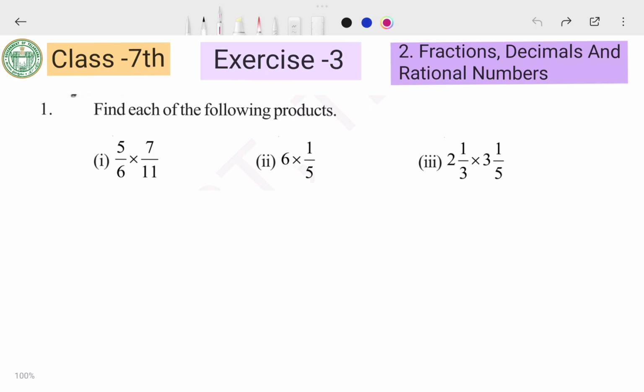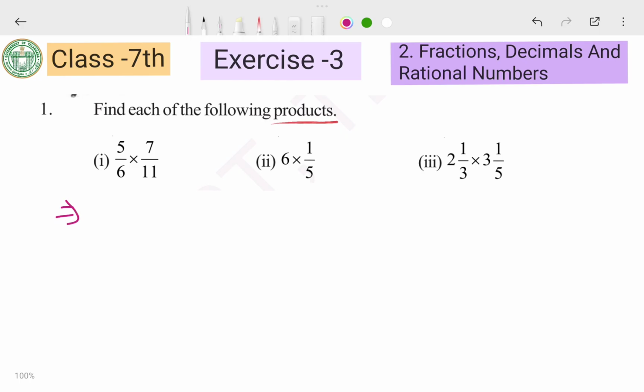So the first question is: find each of the following products. The simple meaning of product is nothing but multiplication. I hope you understand this. Okay, so here is the first question. Let me explain how we will solve our first question.